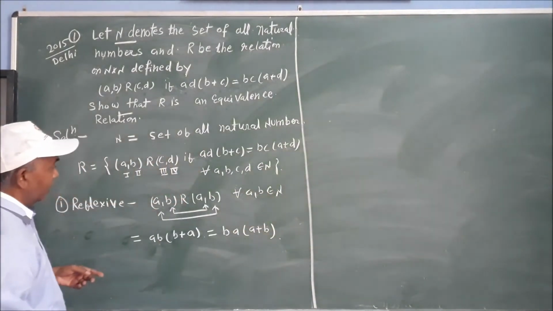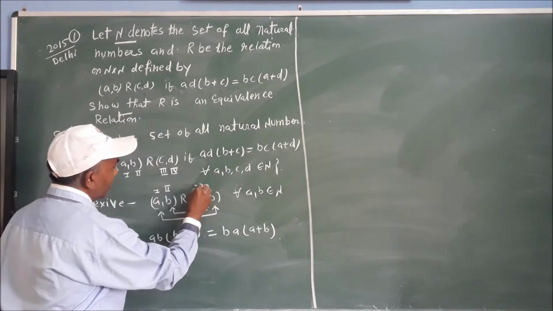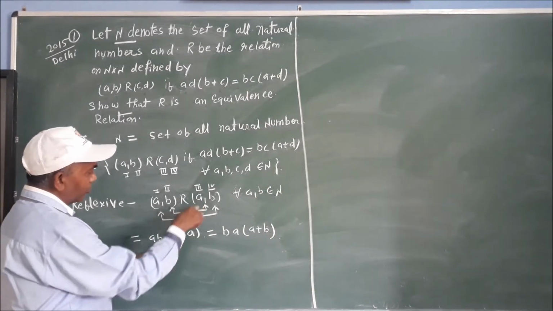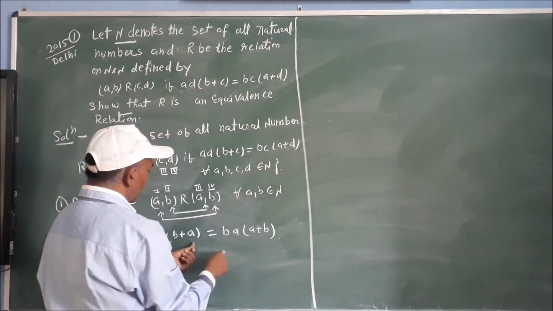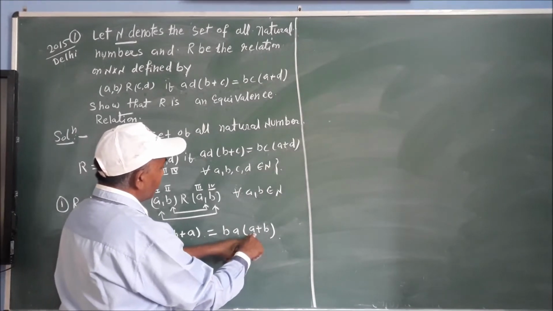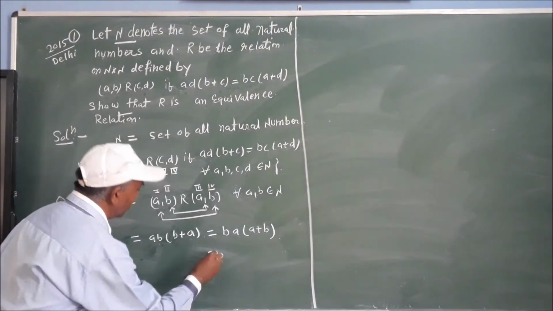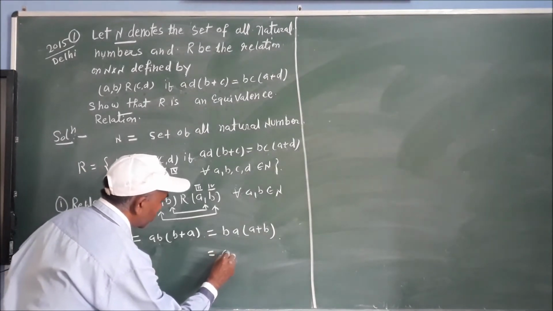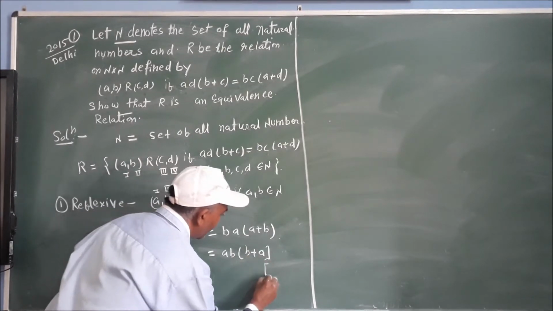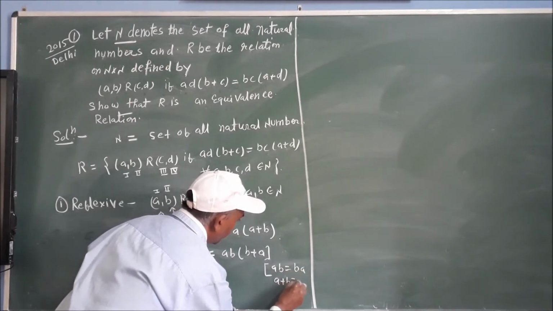Once again check. Here this is your first element, this is your second element, this is your third element, and this is your fourth element. So first element into fourth element is equal to second element into third element. This will be equal to B into A, second element into third element, into first element plus fourth element, so this will be equal to A plus B. So this can also be written as BA and AB both are equal, and this can be written as B plus A. Why? Because AB is equal to BA and A plus B is equal to B plus A.